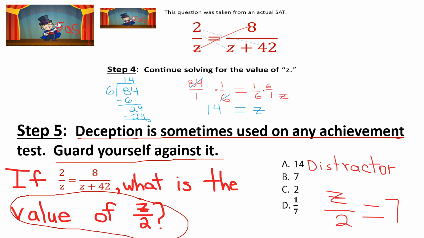It's asking you the value of z over 2. So you have to go ahead and take the extra step, cross this out, and go 14 divided by 2, which you know from simple times tables is 7. So there's your answer. That's a real quickie.